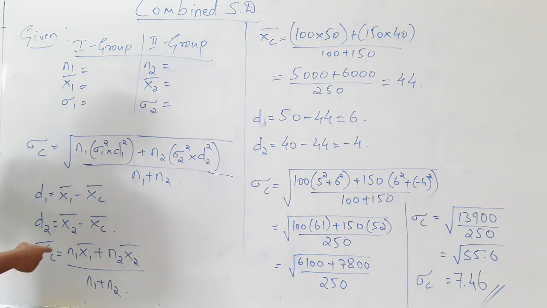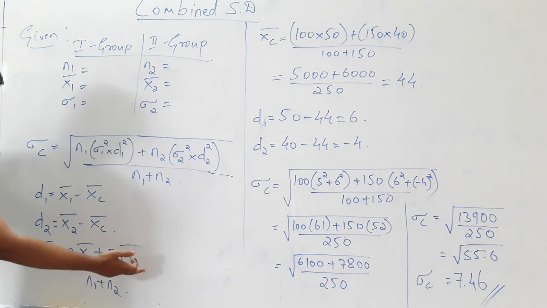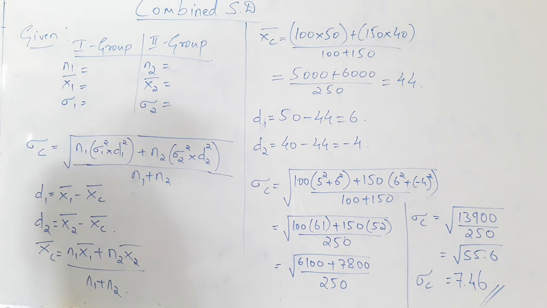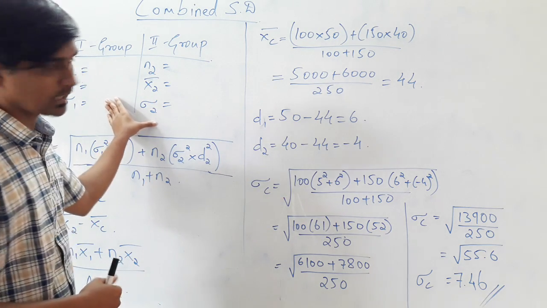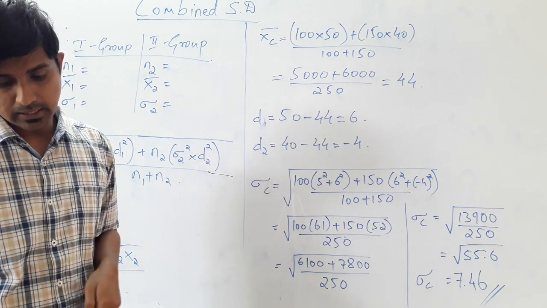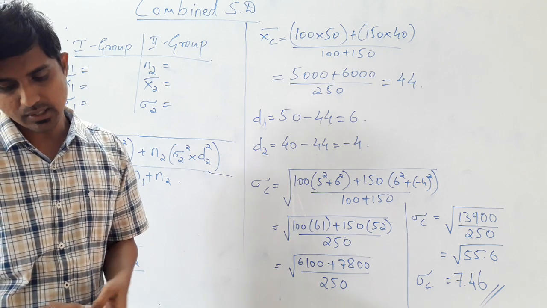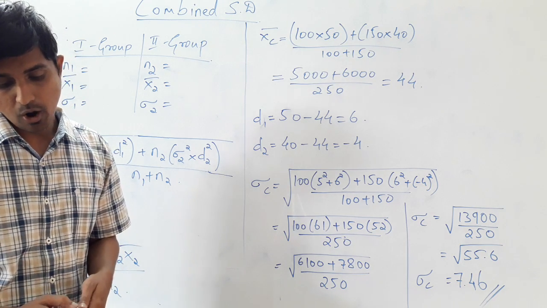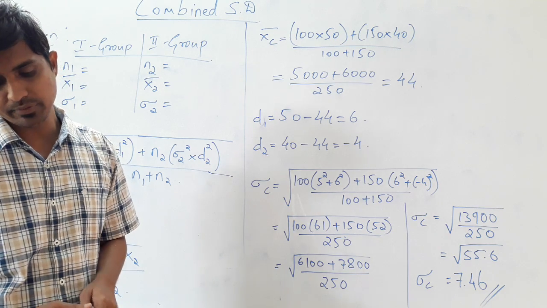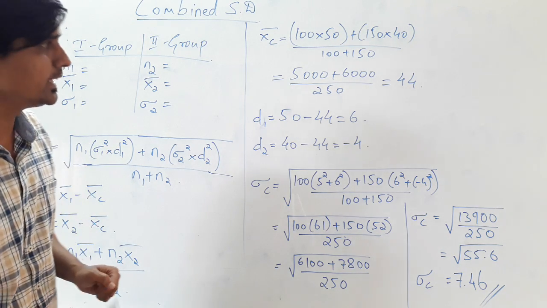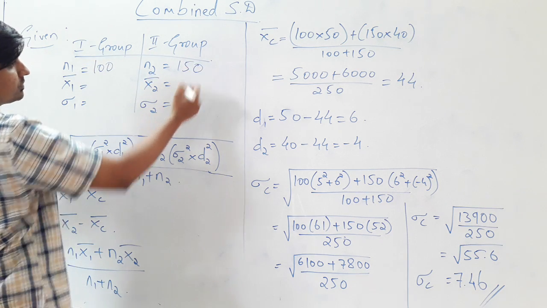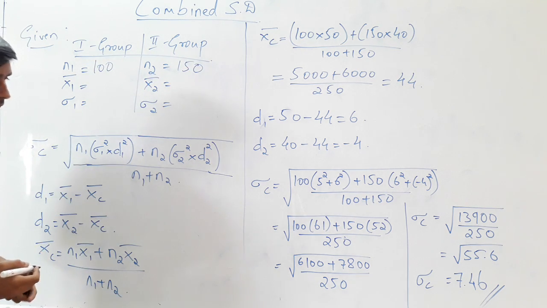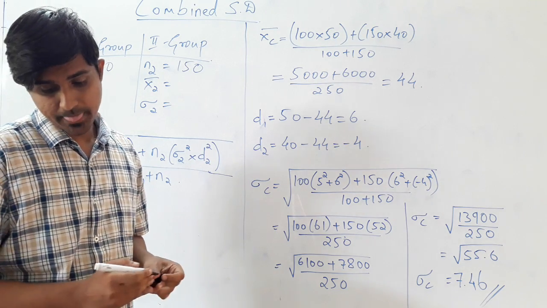Now if you remember, the xc bar formula is n1 into x1 bar plus n2 into x2 bar divided by n1 plus n2. Purposefully I have written everything here but left the data, so that I will read the question and write the values. The mean and standard deviation of a distribution of 100 and 150 items means n1 is 100 and n2 is 150.